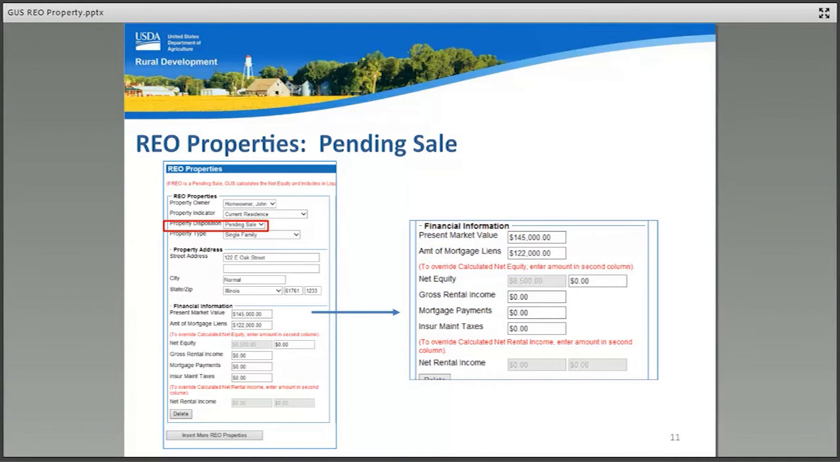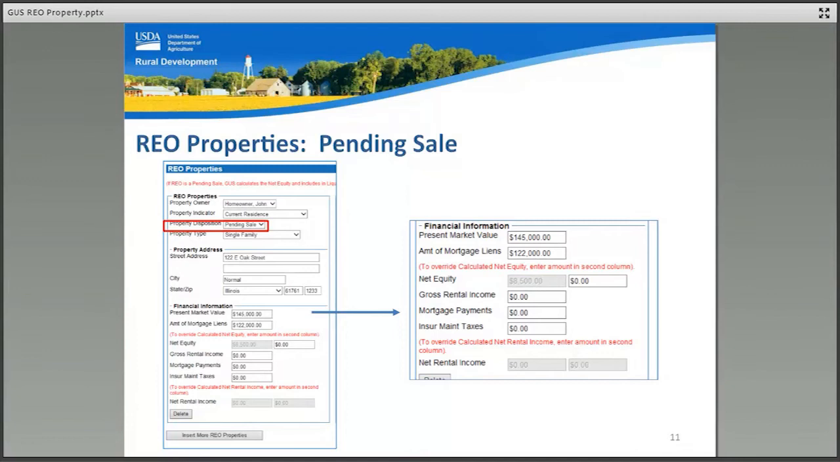Net equity has two data fields. The first one is the GUS calculation. GUS calculates the net equity of the property as 90% of the present market value minus the amount of mortgage liens. If the user calculates a higher or lower amount that is supported with documented evidence, they may enter the new figure, positive or negative, in the second data field. GUS will use the data entered by the user for liquid asset calculations and underwriting recommendation purposes.